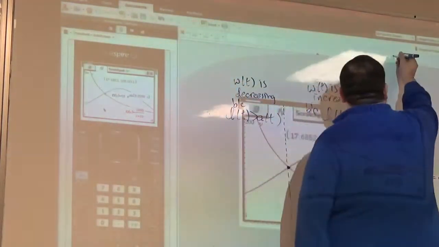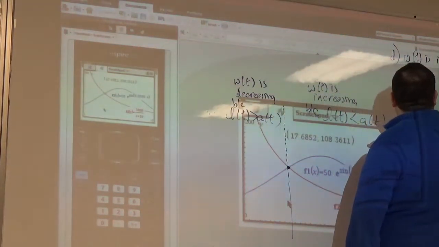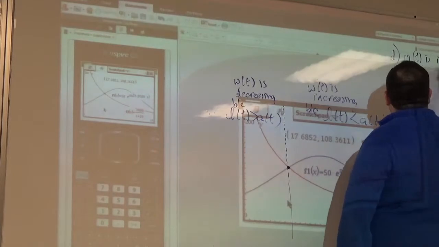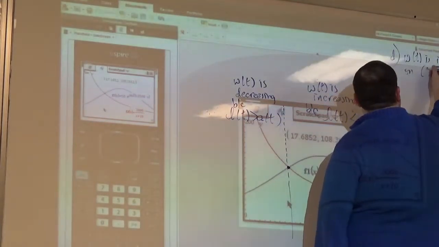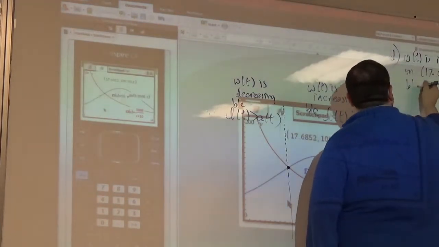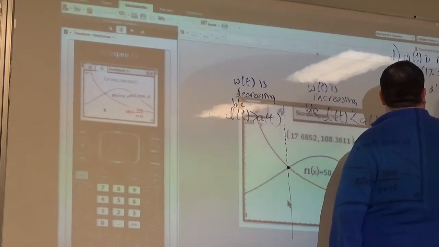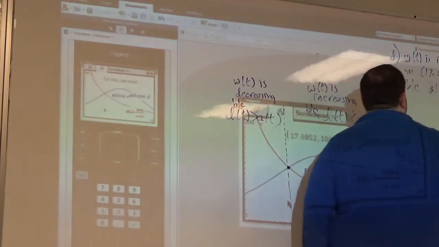So for part D, I'd say something like W of t is increasing on, Miguel, what was the number? 17.685. 17.685 to 60 because A of t is greater than L of t.